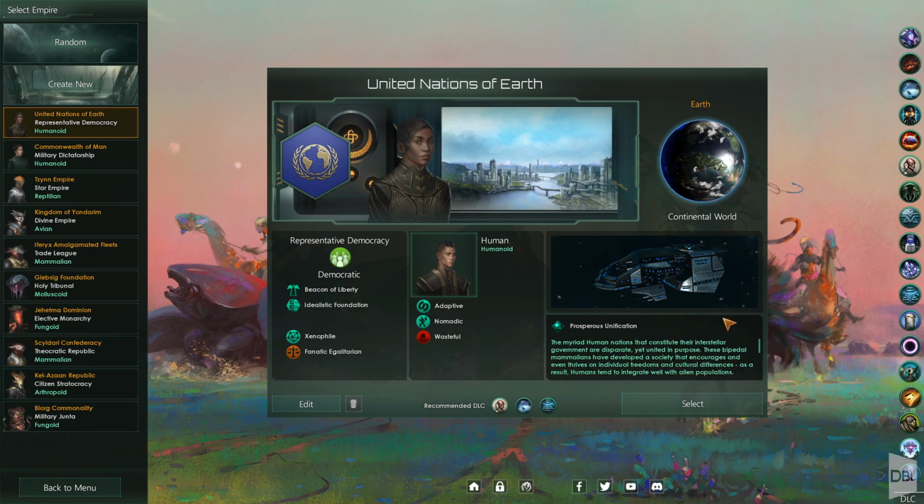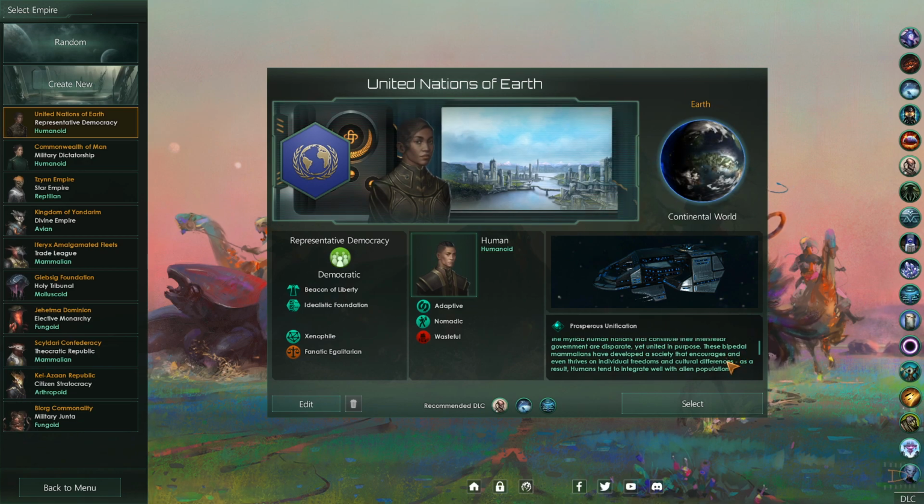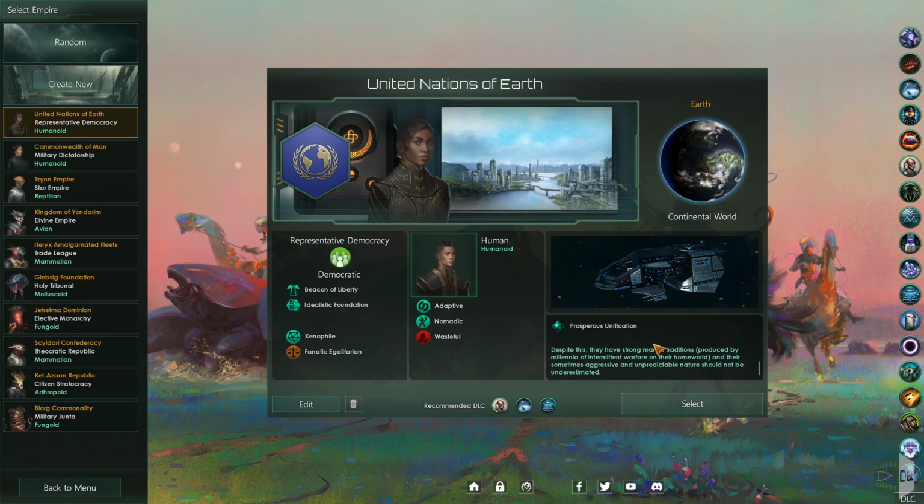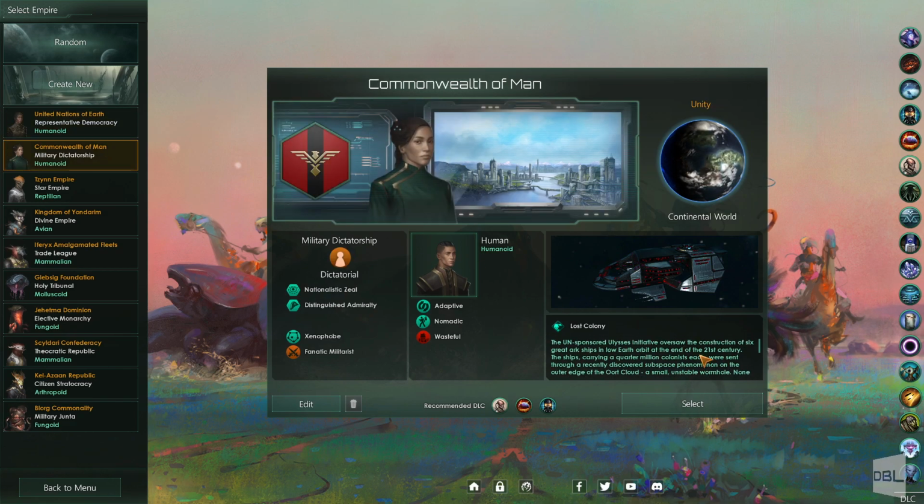Prosperous unification. The myriad human nations that constitute their interstellar government are desperate yet united in purpose. These bipedal mammalians have developed a society that encourages and even thrives on individual freedoms and cultural differences. As a result, humans tend to integrate well with alien population. That's the same as the other one. Prosperous unification. Oh, that is that. I was still on that. Lost colony.